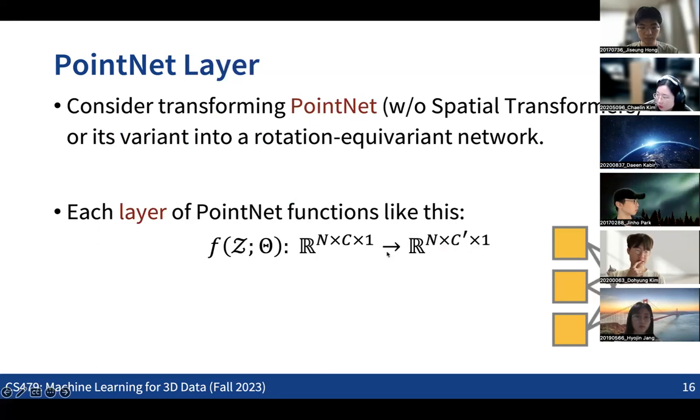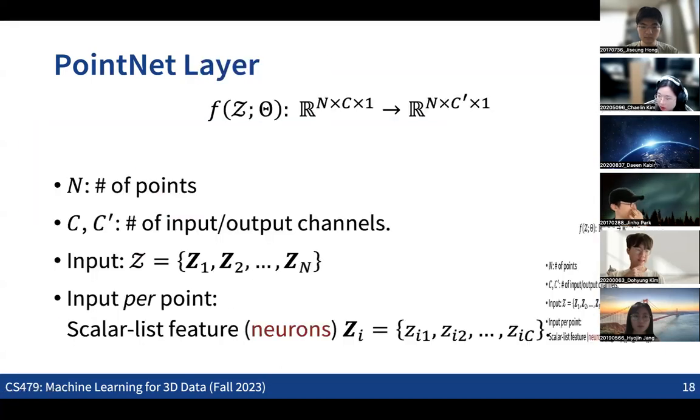We can ignore the time one here. Then what you can see is that given the feature vector for each point, whose dimension is C, we are getting another feature vector for each point, whose dimension is C prime, right? So this was basically a layer applied to each feature vector. Here N denotes the number of points, and C denotes the number of input and output channels, basically the dimension of the feature. So for each point, we have a C-dimensional feature. This is just about the notation.